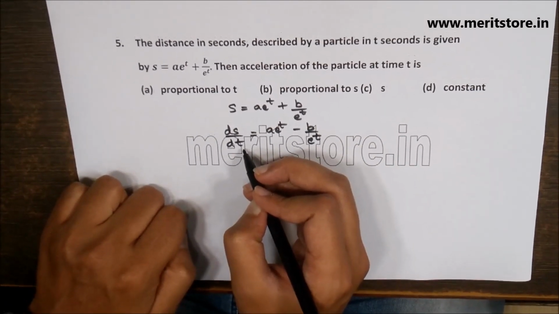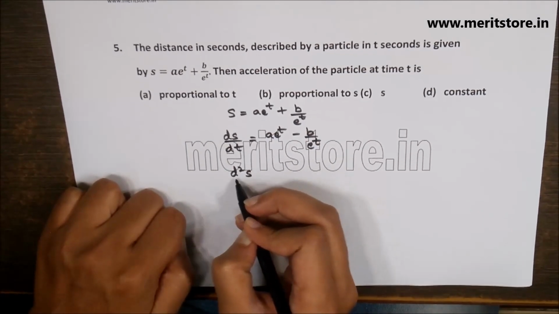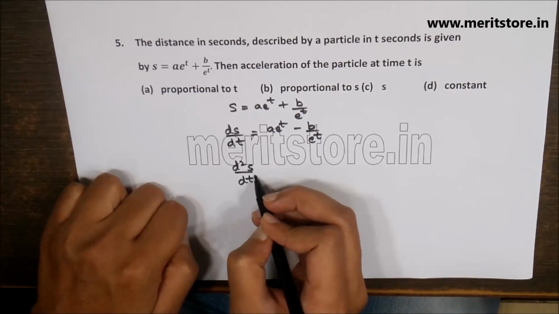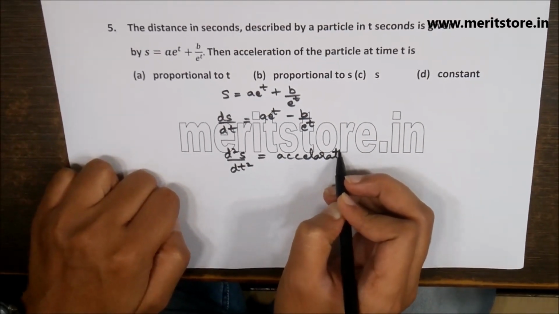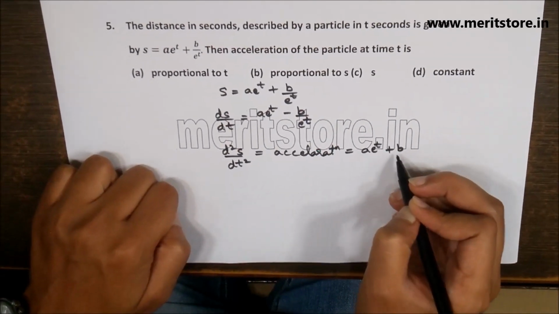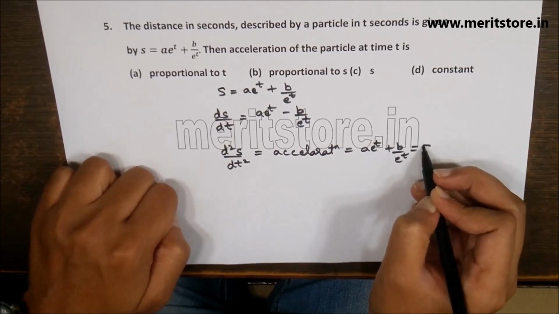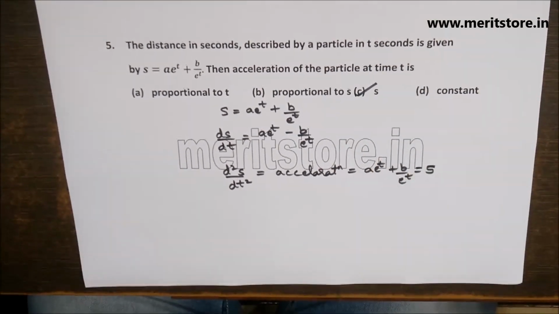This is our velocity. Again differentiating it, d square s upon dt square is equal to acceleration, which is equal to a e raised to t plus b upon e raised to t, which is equal to s, which is our displacement. So option C is the correct option.